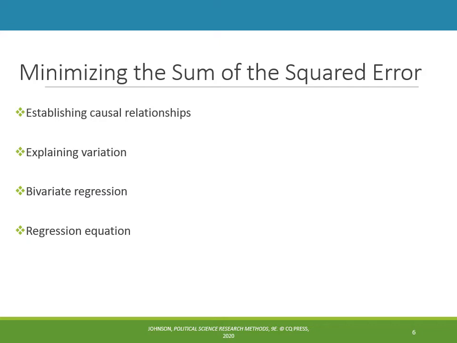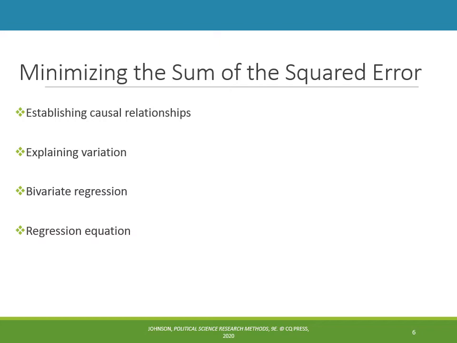Linear regression focuses on establishing causal relationships. Big words we've talked about throughout the semester. We talked about being able to jump over those 4 causal hurdles, and that is something that linear regression really focuses on. And it also focuses on being able to explain variation, being able to explain why the value is higher for this participant and why the value is lower for this participant.